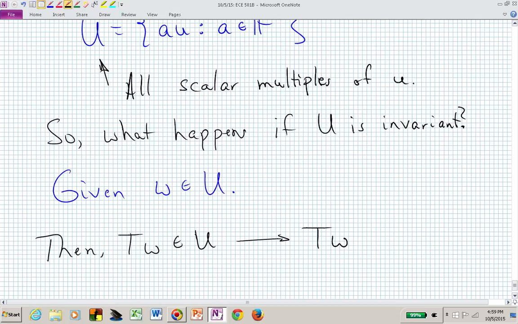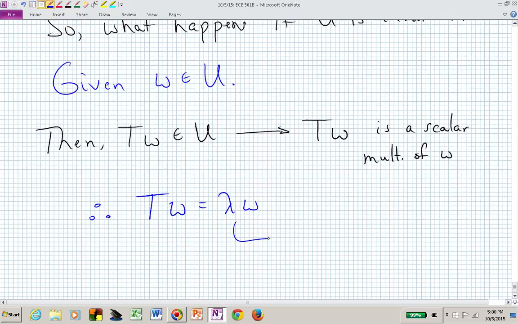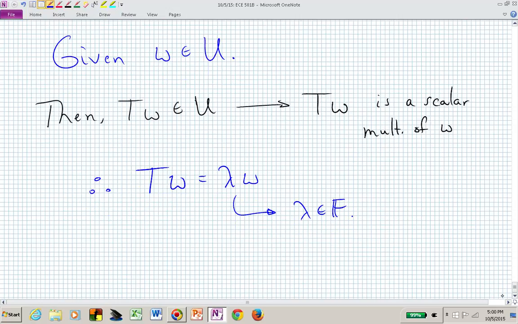All we're saying really is Tw is a scalar multiple of w. What does that say? Well, if Tw is a scalar multiple of w, how can we write that? We can say Tw equals a scalar times w. Well, the scalar we could just call lambda, where lambda now is in our field of numbers. That should look very familiar to us.